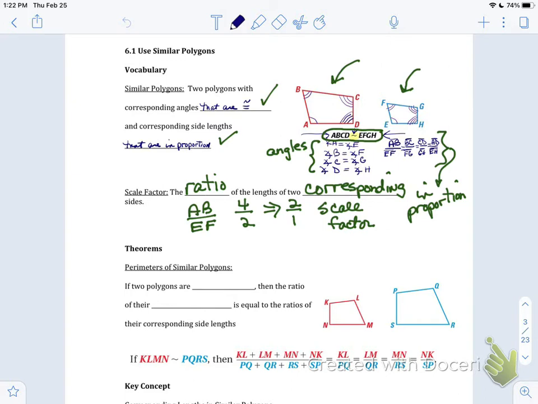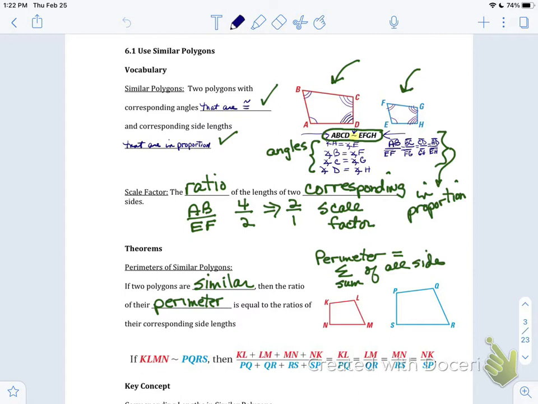So, a nice thing to know is that the perimeters of similar polygons are also going to be in that same scale factor relationship. So let me fill this in and we'll talk about it. If two polygons are similar, then the ratio of their perimeters is equal to the ratio of their corresponding sides. So I have to just remind you that perimeter equals the sum, okay, so that's sum of all sides.